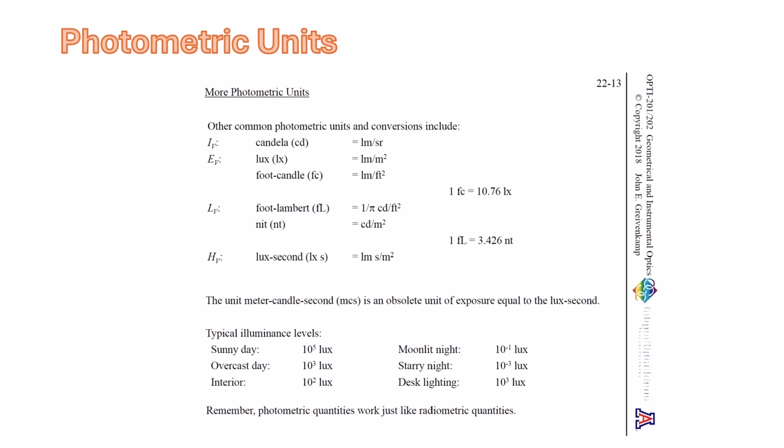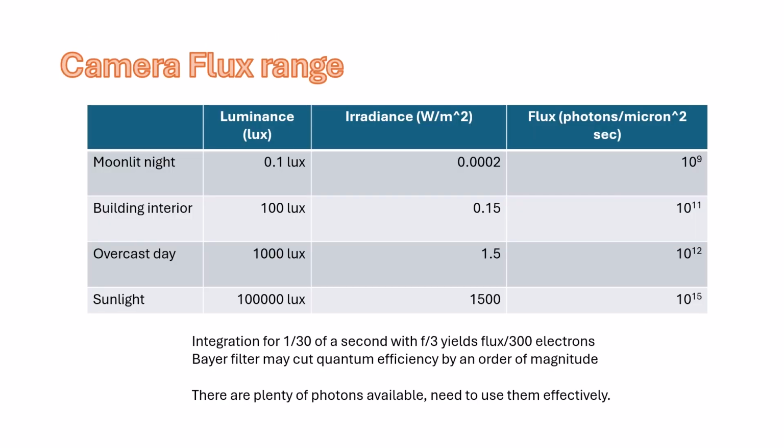So the candela is a lumen per steradian, the lux is a lumen per meter squared. And again, for a sunny day, you're illuminated by 10 to the 5th lux. And on a starry night, you have 10 to the minus 3 lux. So we have this range of, let's say, 8 orders of magnitude of illumination that we might want to take photographic images with.